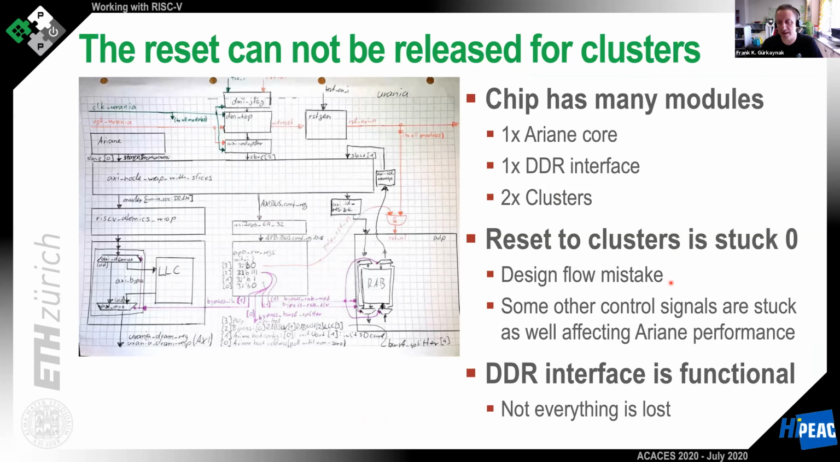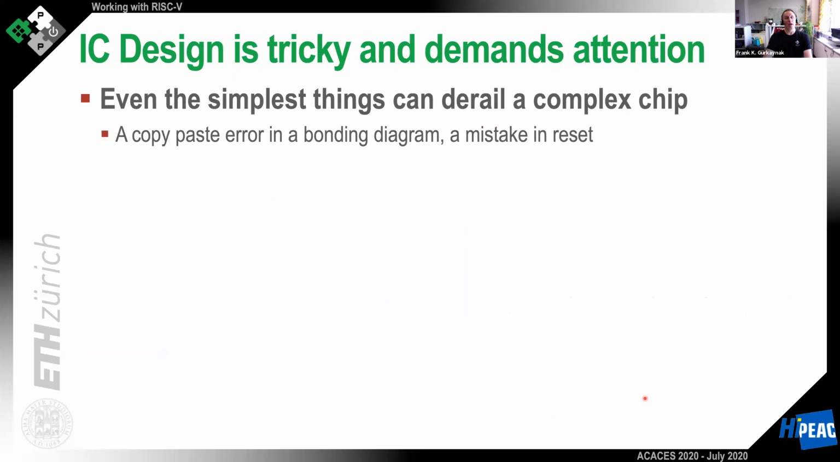This is a design flow mistake. There are some other control signals that are stuck, and the ones that are affected are the clusters. Ariane is actually working fine, but some other issues are preventing it from working properly. So it has some issues with its memory. Fortunately for us, the DDR interface is functional. So this was the major addition there that we wanted to test, and that one is actually working fine.